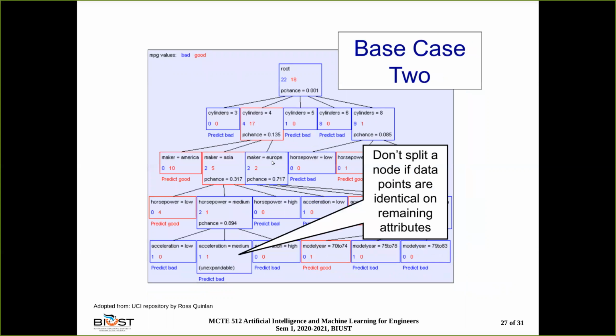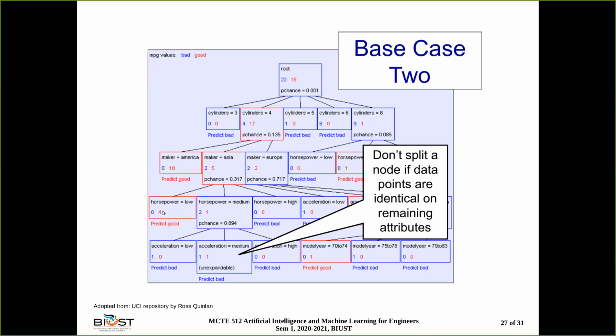We continue until you get the full tree. If we just look at the picture, the cylinders was split into maker, and then cylinder 4 split into maker, and then cylinder 8 split into horsepower. It didn't show here at the back. So for cylinder 4 split into maker, this is definitely good, so no need to split. This one still needs to split, and this one still needs to split. That's why there's an additional split here into horsepower, and an additional split here into acceleration.